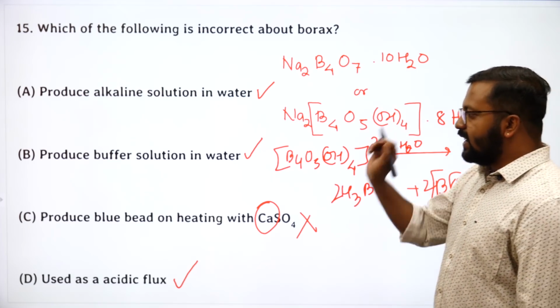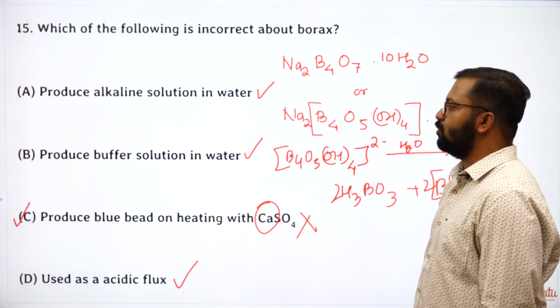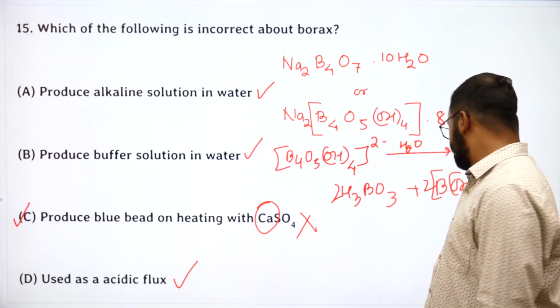Okay, so the right answer to this question is C. Which of the following is incorrect about borax? Answer is C.